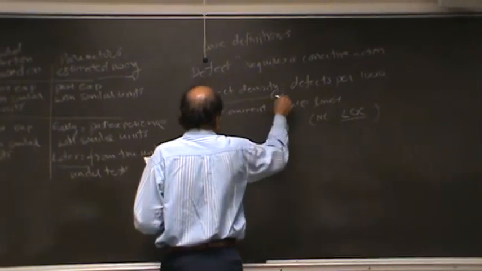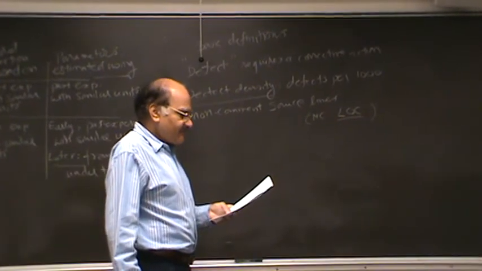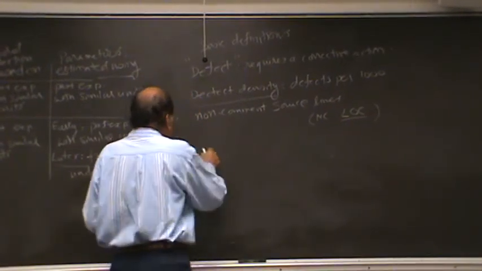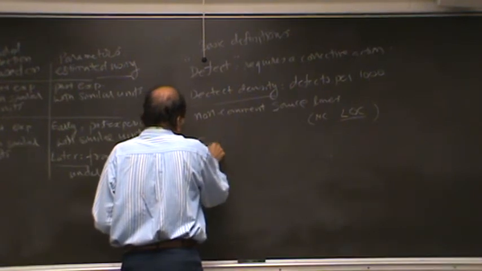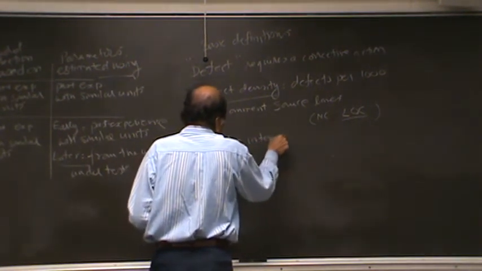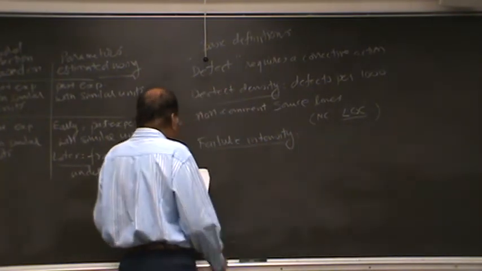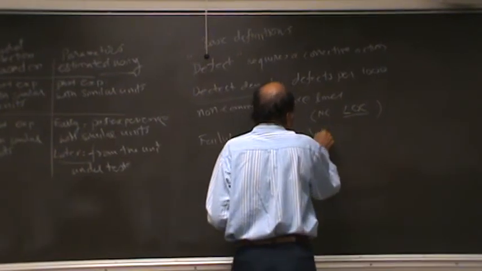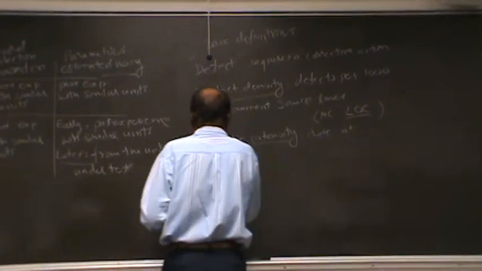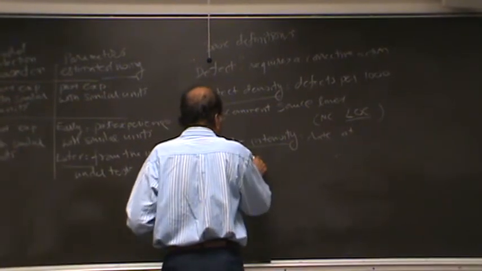Okay, so that's defect density. And then there is failure intensity. Failure intensity is the rate at which failures are encountered during execution.